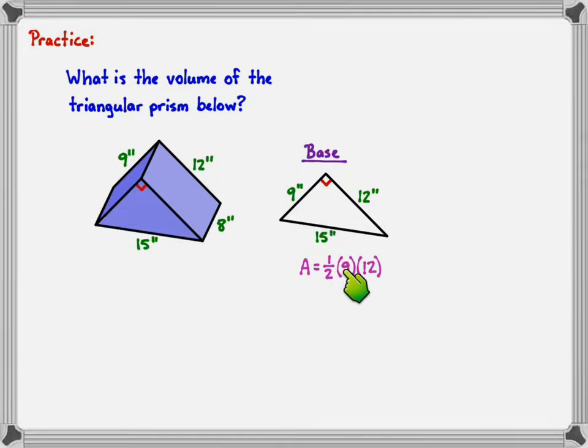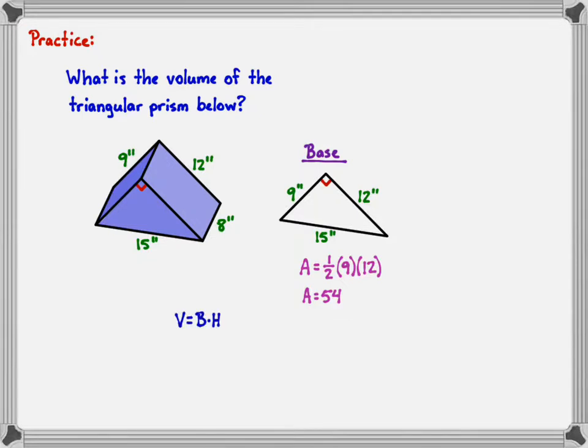Now, why did I put 9 and 12 here? Remember, the base and the height of the triangle always have to be perpendicular to each other. They always have to form that right angle. The 9 and the 12 are the base and the height. The 15 is just the hypotenuse. So simplifying this, we end up with 54. That's our area. And now we have to multiply that by the height of the prism.